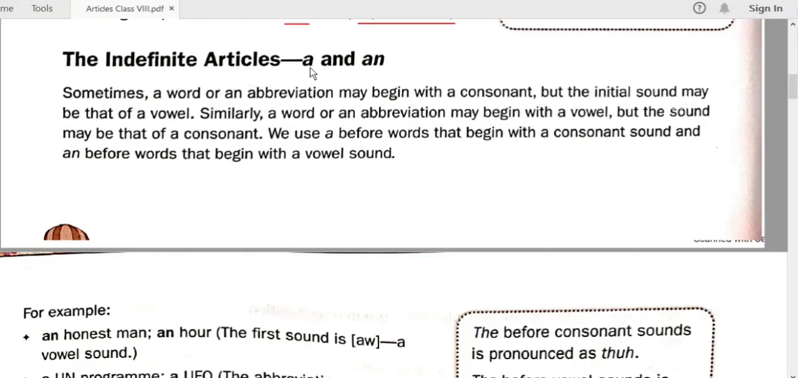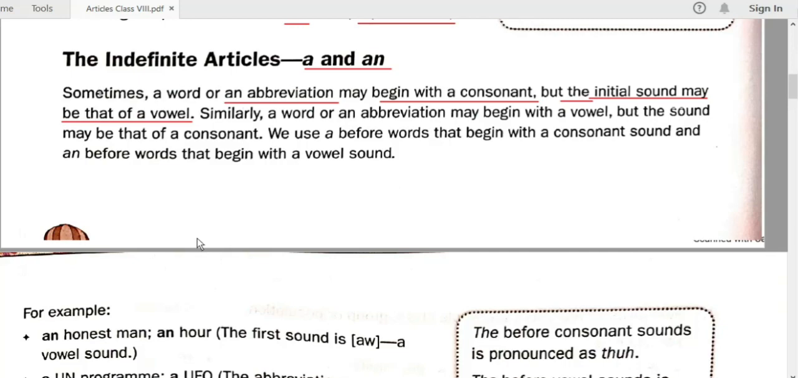The indefinite articles a and an. Sometimes a word or an abbreviation may begin with a consonant, but the initial sound may be of a vowel. Here we are reading English, but we have to write the pronunciation of the word where we use a or an. So it is necessary to write it down in Hindi and then recognize the beginning of the word. If it begins with a vowel sound, there we use an, or if it begins with a consonant sound, there we use only a.